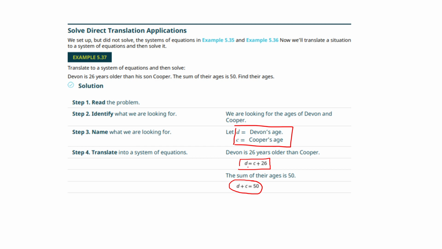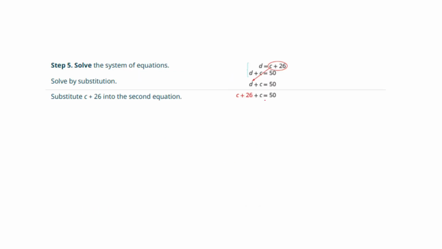Now, we have our system of equations, and we can use any of the methods that we've learned before to solve it. Now, do you see this is set up already, though, with D equals? So substitution would be a natural fit here. And that's what I'd use. We're going to sub D equals this. We're going to drop it in for D. If D equals C plus 26, well, then let's put it in where D used to be. Tidy that up and solve.